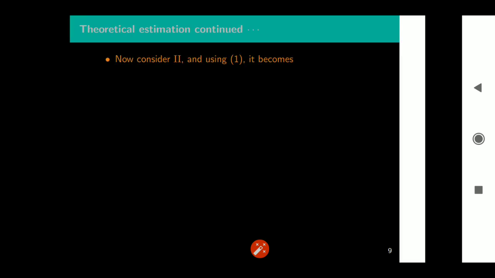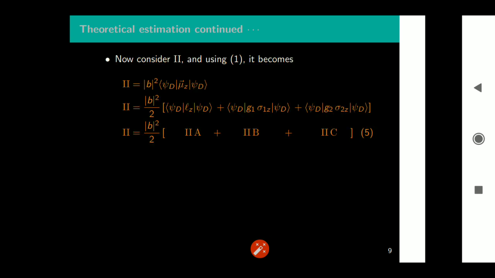Now consider the second part of equation 1. Then that second part is written as the bra of psi D, operator mu Z, ket of psi D. Using equation 1, which is the expression for mu Z, we can separate it into 3 parts, which I am denoting as 2A, 2B, 2C. I am calling it equation 5. Note that the D state wave function is again the product of the radial wave function for D state times the spin angular wave function for D state.